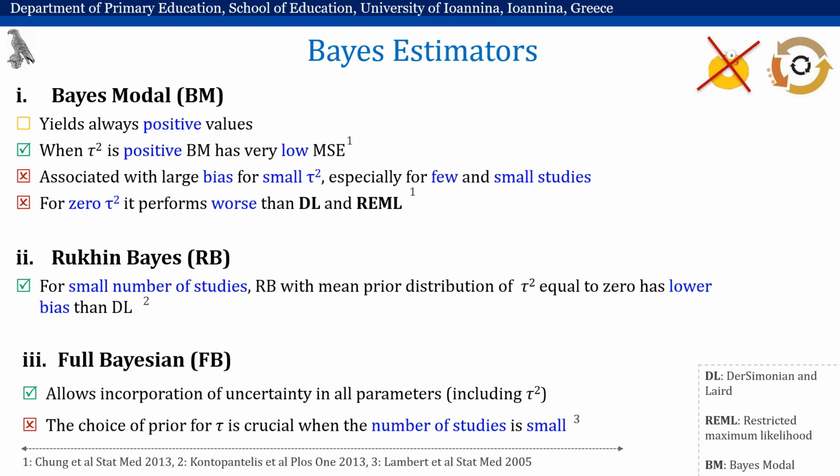Although the Bayes model is more efficient than the DerSimonian and Laird restricted maximum likelihood, it is associated with large positive bias when we have a small heterogeneity and especially a small number of studies in the meta-analysis. The Rukhin Bayes method has lower bias compared to the DerSimonian and Laird when few studies are included in the meta-analysis, and the fully Bayesian approach allows for incorporation of uncertainty in all parameters, including the heterogeneity parameter, but we need to be cautious as the choice of prior is crucial, especially when the number of studies is small.